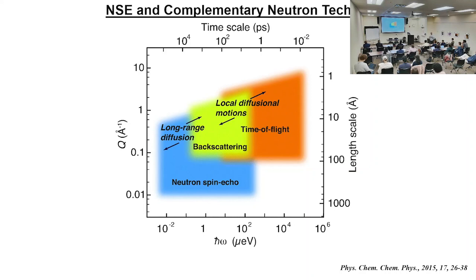Time of flight, on the other hand, covers faster time scales. So on the slower side, it goes probably to 100 picoseconds, and on the faster side, it goes up to 10 to the power minus 2 picoseconds. And the length scales covered by these techniques overlap with neutrons, so they are perfect for soft matter.